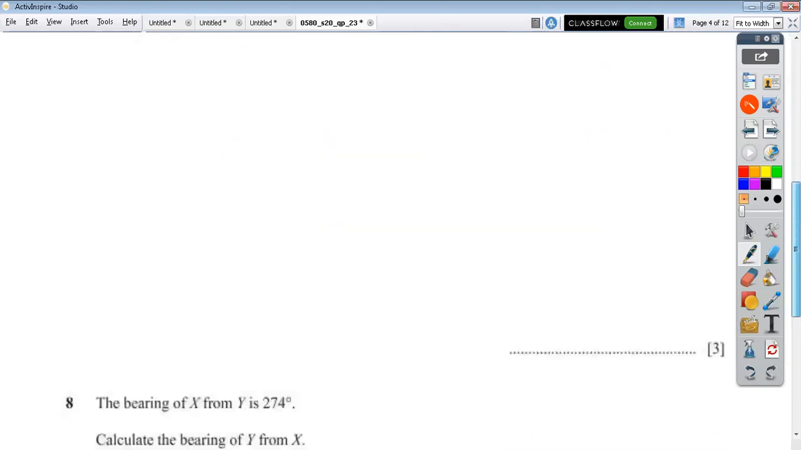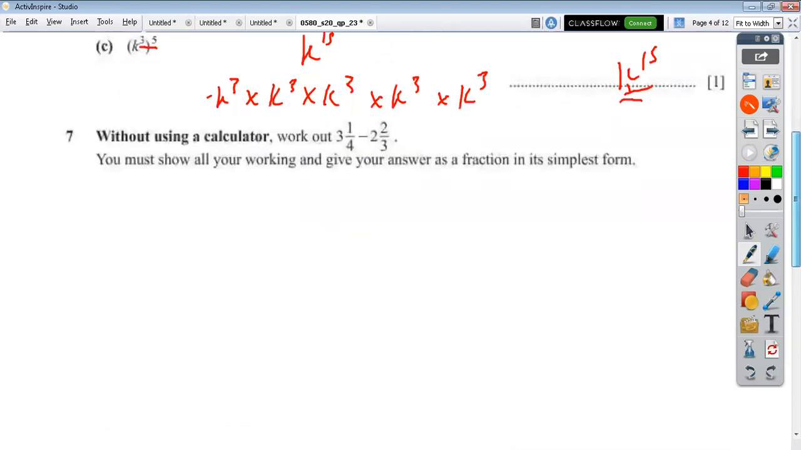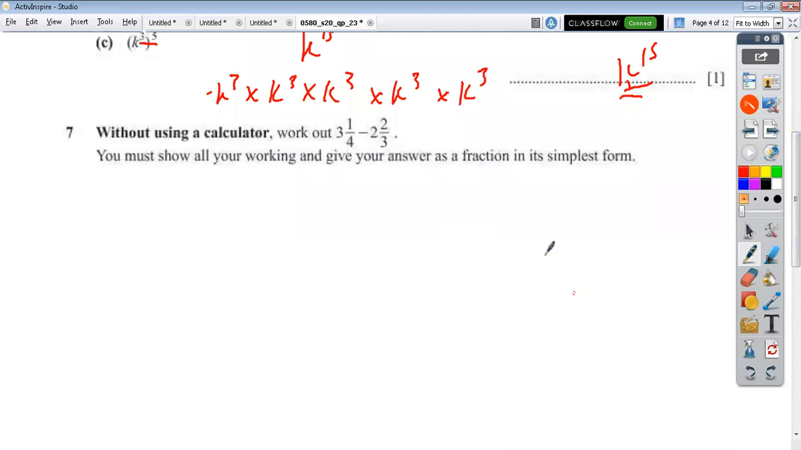Now they give you this without a calculator, 3 marks for free. Work out this. This is for free. So the first thing is we convert to improper fraction. That times that, 12, 13 over 4 minus that times that is 6 plus that is 8 over 3. Then if you want, there are 2 ways to do it.